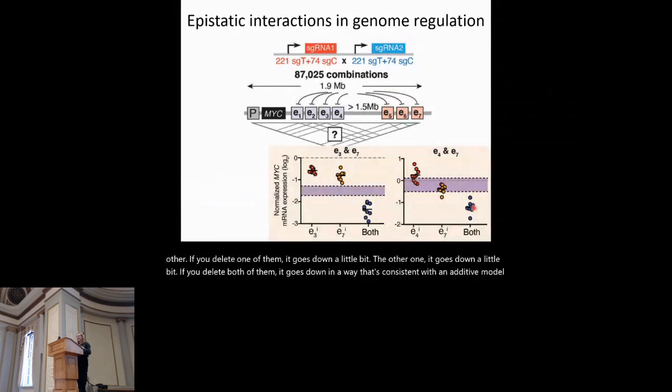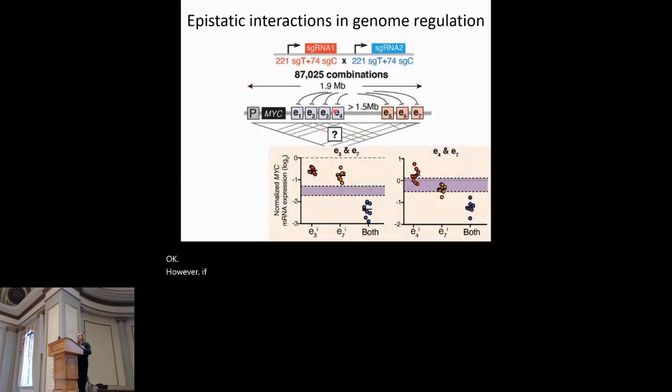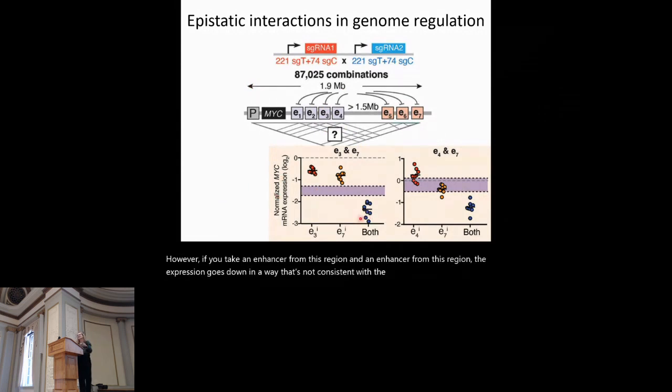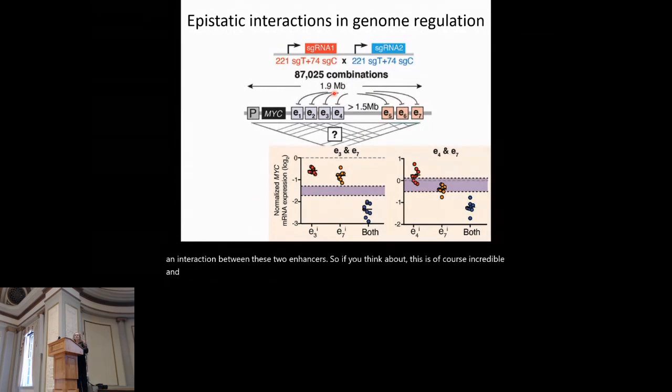Okay. However, if you take an enhancer from this region and an enhancer from this region, the expression goes down in a way that's not consistent with the additive model. So this suggests an interaction between these two enhancers. If you think about this, it is of course incredible, and it opens up a whole new type of analysis for molecular QTL and GWAS type studies.